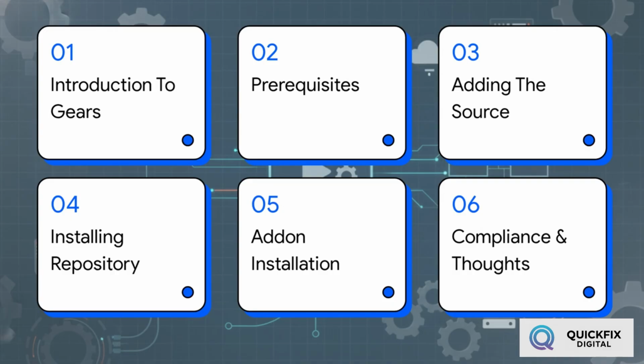Here is our roadmap for the walkthrough. We'll start with a quick introduction to the Gears, hit the essential prerequisites, and then tackle the actual installation in 3 phases: adding the source, installing the repository, and then the add-on installation itself. Finally, we'll wrap the whole thing up with compliance and some final thoughts.